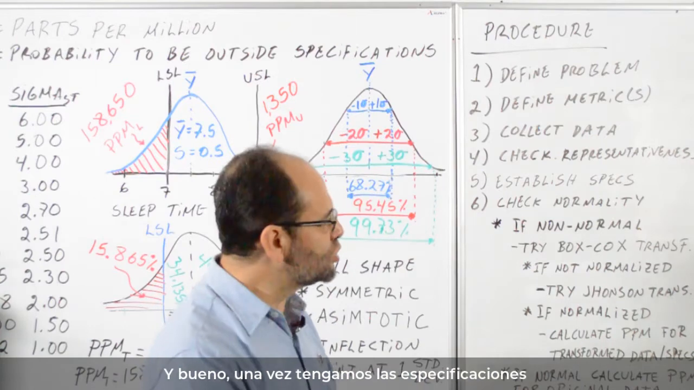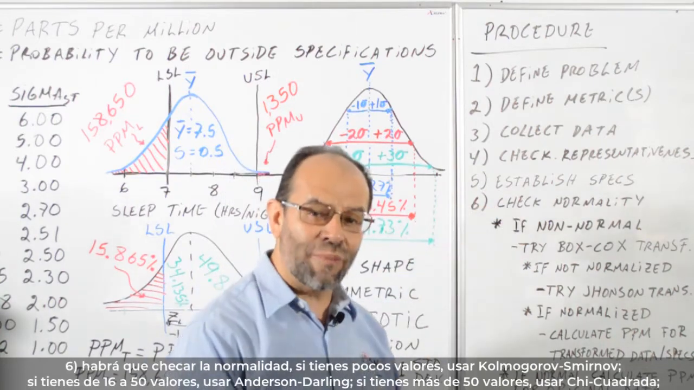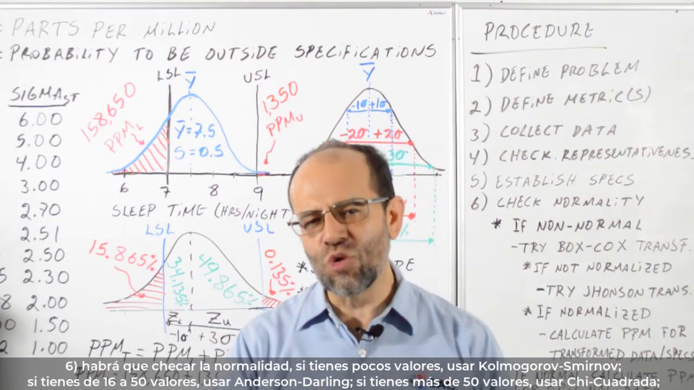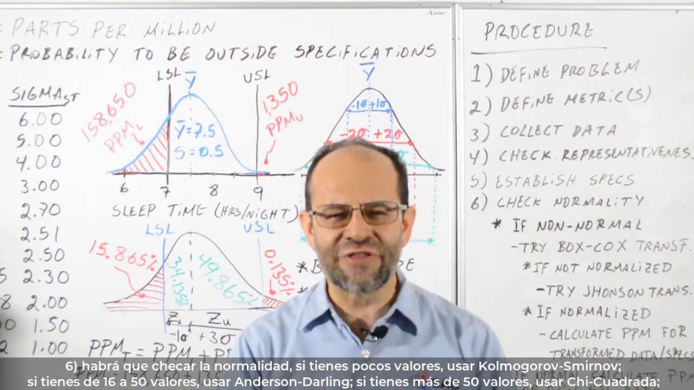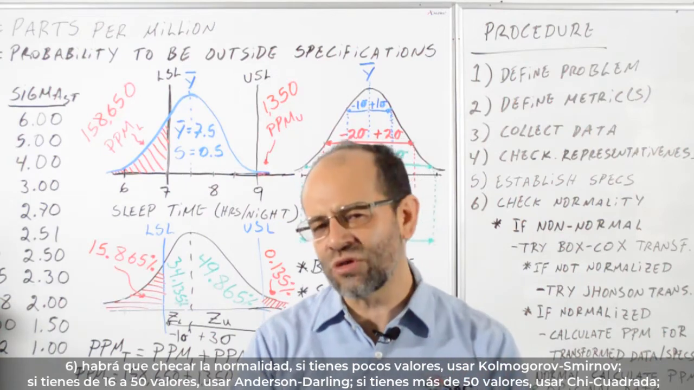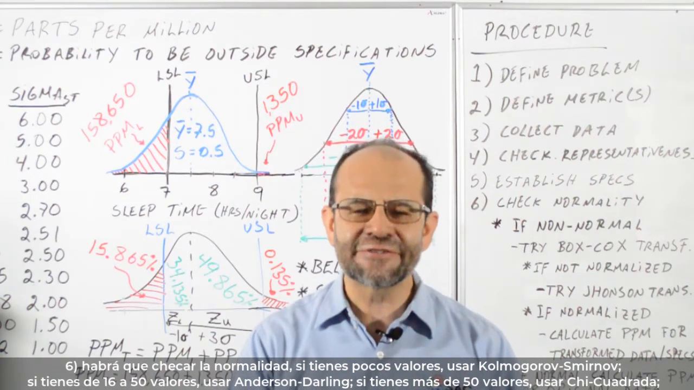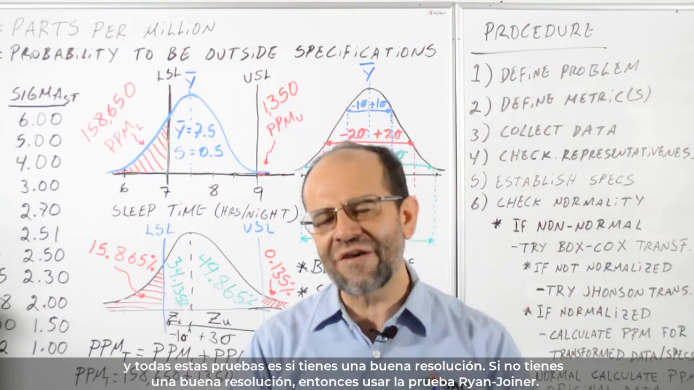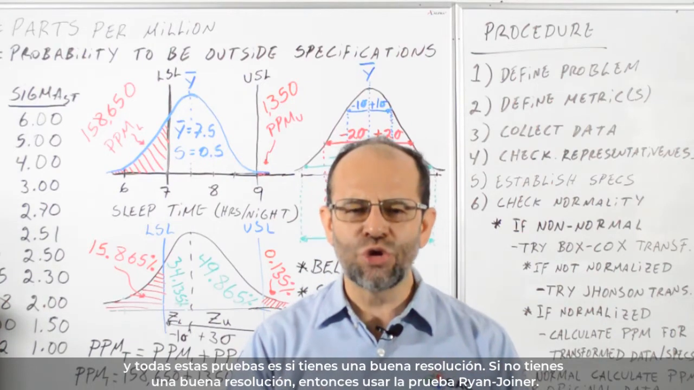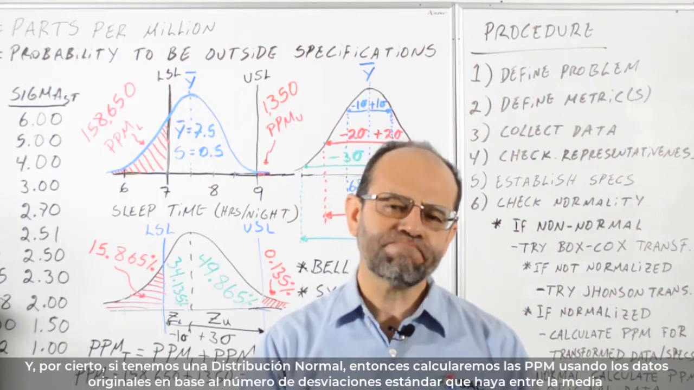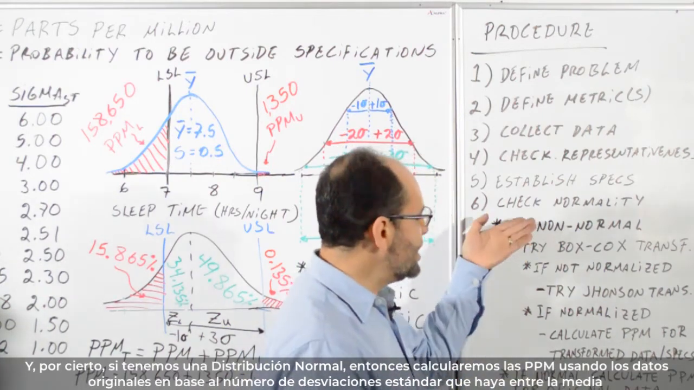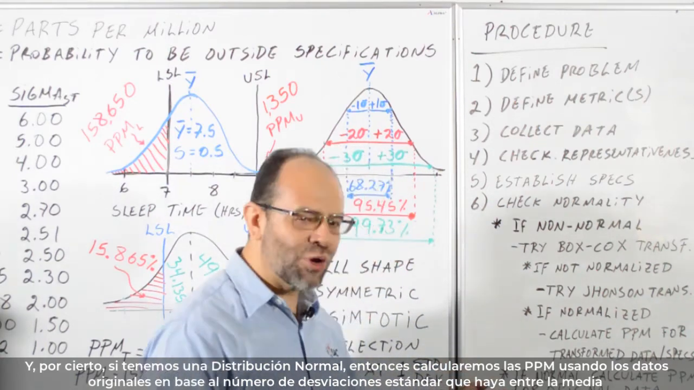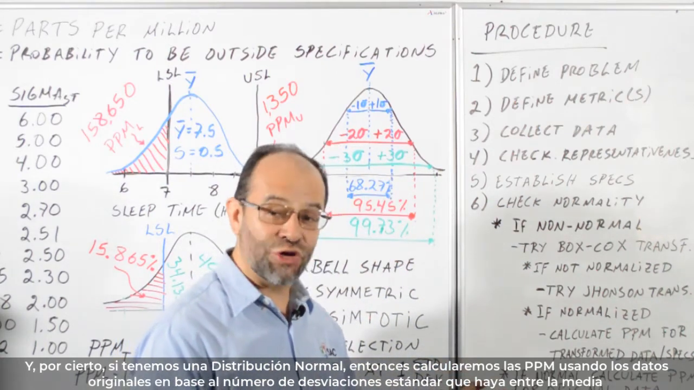And well, once that you have your specifications, then you have to check normality. If you are having few values, Kolmogorov-Smirnov. If you are having from 16 to 50 values, Anderson-Darling. If you are having more than 50 values, chi-square test. And all of those tests are if you are having good resolution. If you are not having good resolution, then you can use the Ryan-Joiner test. And by the way, if you have a normal distribution, then you will calculate the PPMs using the original data.